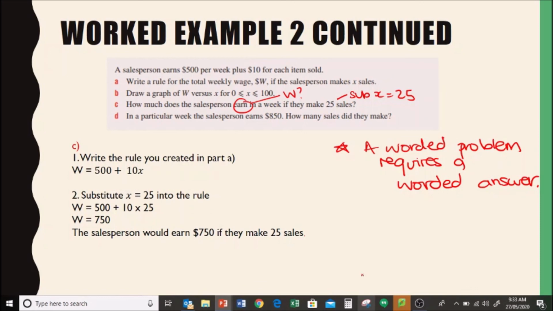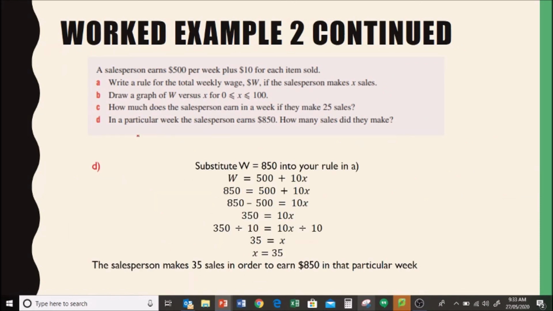Alright, so now you've done C, we're moving on to D. So in a particular week, the salesperson earns $850. So now we know this is our W value because W was dollars, and we know that X is sales. So that would be how many sales. So it'd be a number, not in dollars. How many sales did they make? So now we know we've got W, we are trying to solve for X.